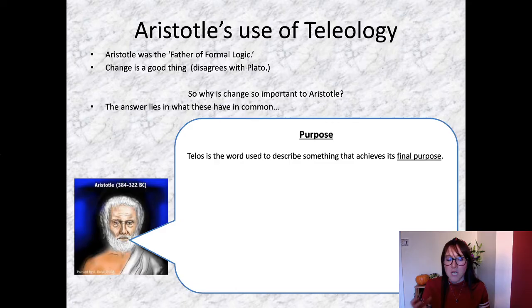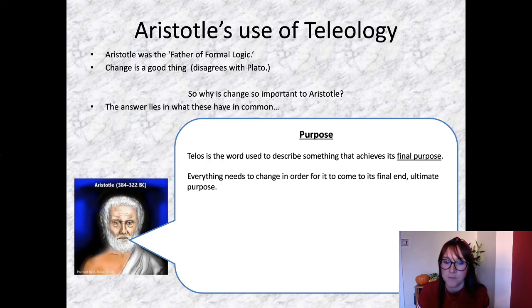And so telos means the final purpose, when something achieves what it's meant to achieve. Now, you can have multiple of these. Once you've achieved it, you can achieve something else. So this is a continuous cycle. It's not that you've achieved your purpose and that's it. No, it's a continuation. So teleology is the study of final purpose. Everything needs to change in order for it to reach its final purpose. So everything has to change.